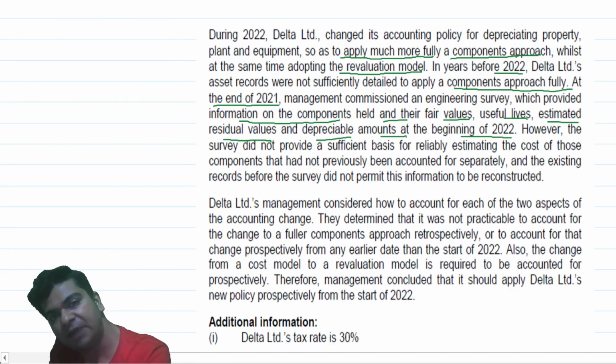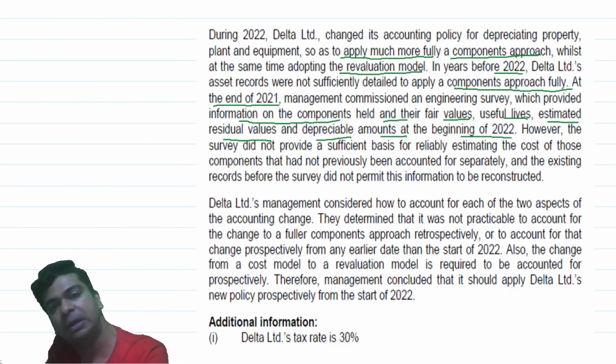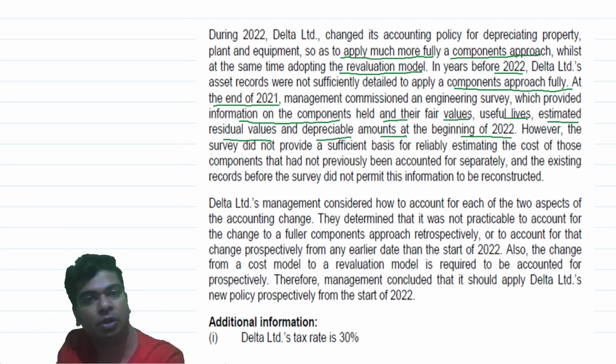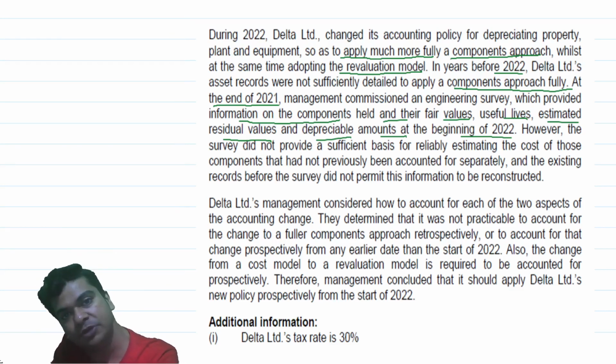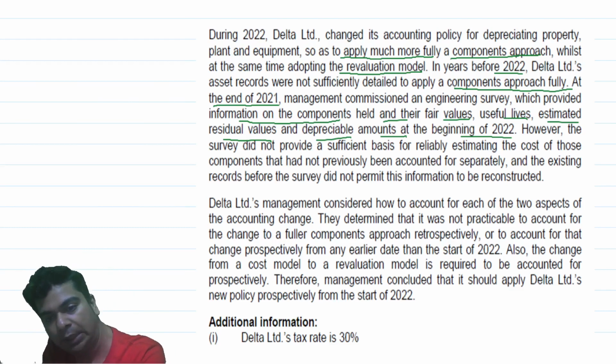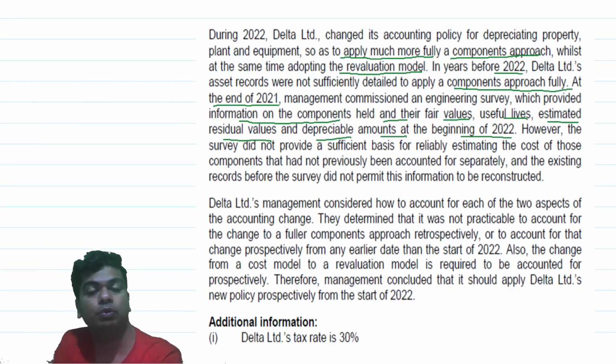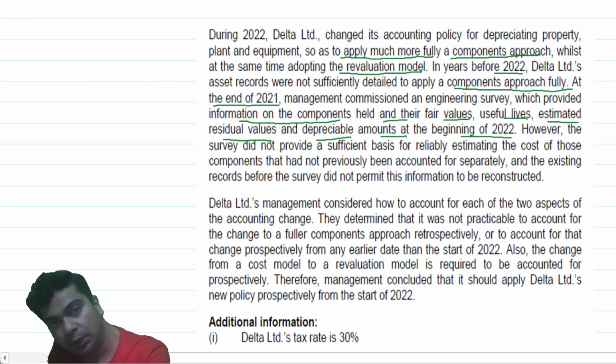I should separately find out what will be its useful life. I'll have to separately find out what is its cost. I'll have to separately find out what will be its residual value. And then each of those components will be depreciated separately. They are saying that all these details are now required. Without the availability of these details, you cannot move to the component approach. So that's the reason you have carried out an engineering survey.